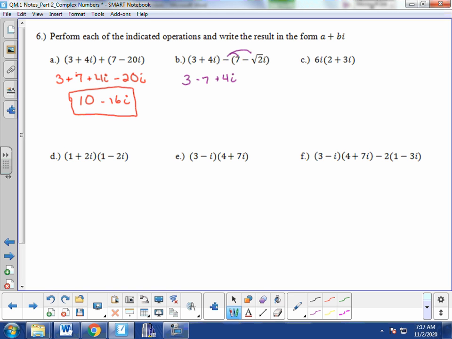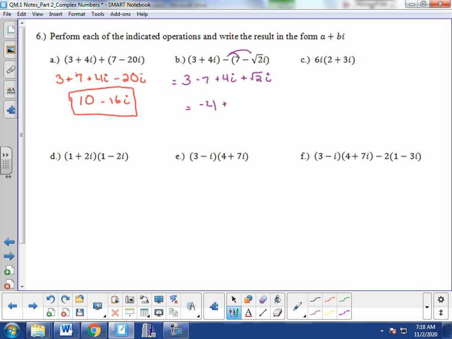The negative times the negative would be plus root 2i. So 3 minus 7, I can combine those. This is going to be negative 4 plus root 2i. These are like terms, but I can't combine 4 and root 2 because we're adding a whole number with a radical. And remember from Algebra 1, we can't do that.